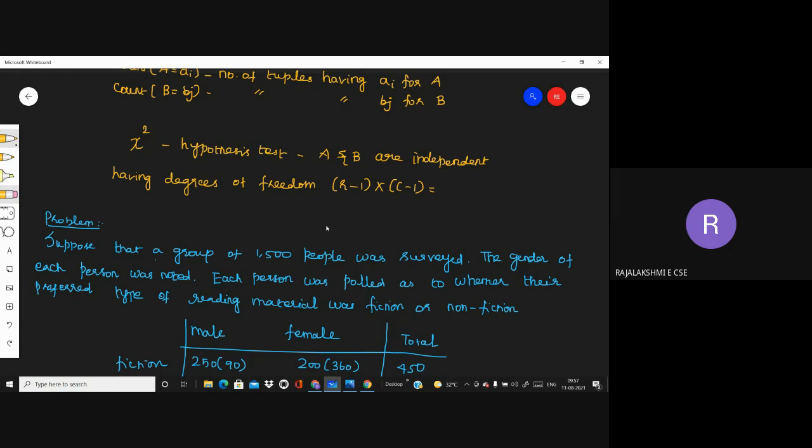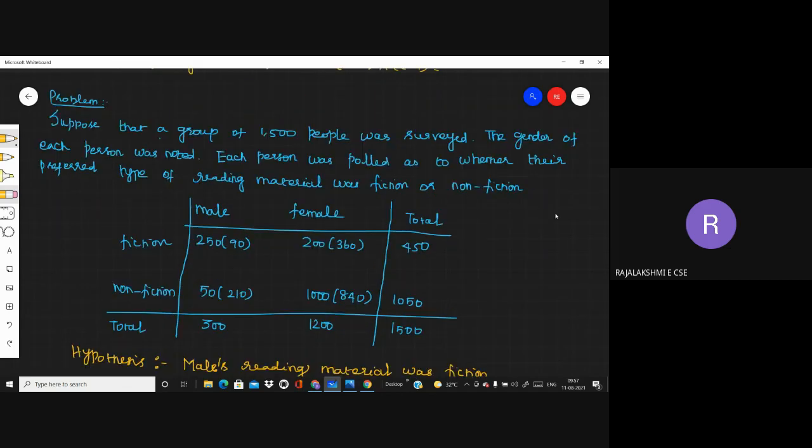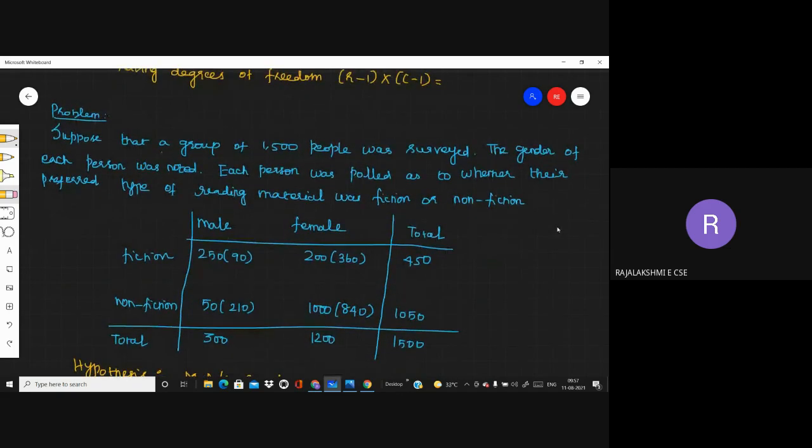Okay, fine. So now you take a problem in this. Suppose that a group of 1,500 people was surveyed. The gender of each person was noted. Each person was polled as to whether their preferred type of reading material was fiction or non-fiction. So what does it mean?